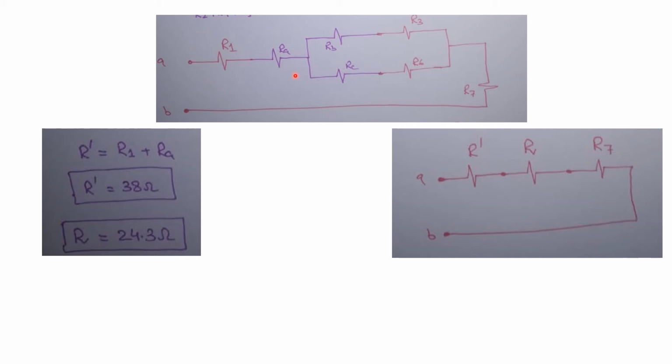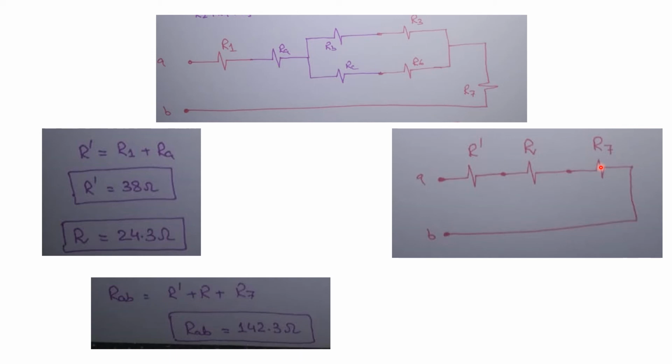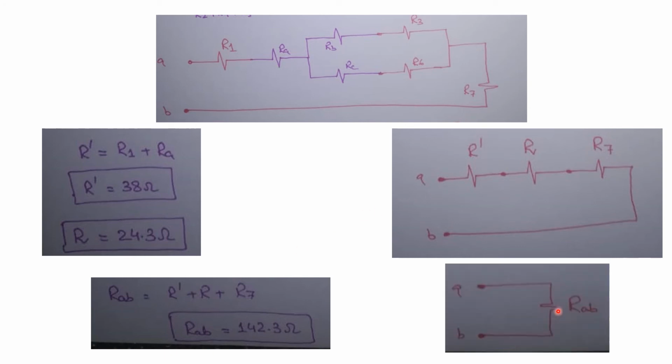R prime is basically equal to 38 ohms, R is basically equal to 24.3 ohms, and R7 is already given. So when we add the values of these three resistors, because these three resistors are in series, you will get the value of RAB, which is the equivalent resistance, our required result. We have to find the value of RAB, which is equal to 142.3 ohms.